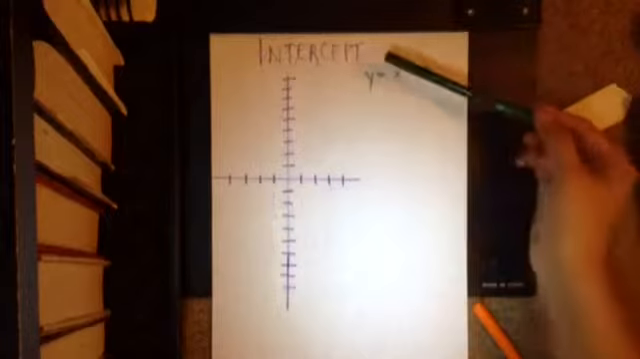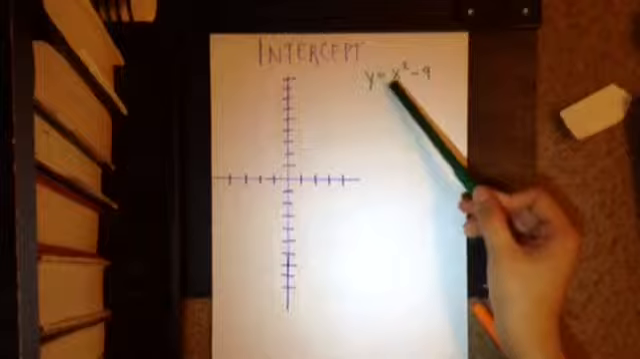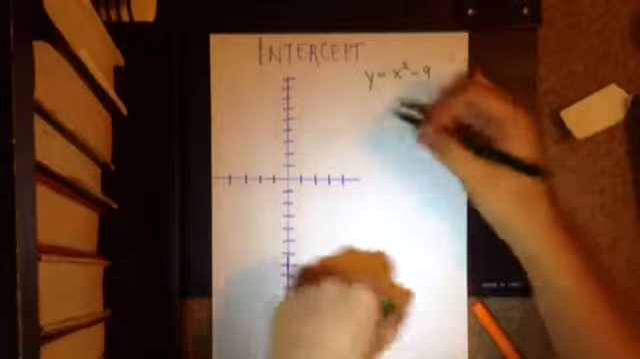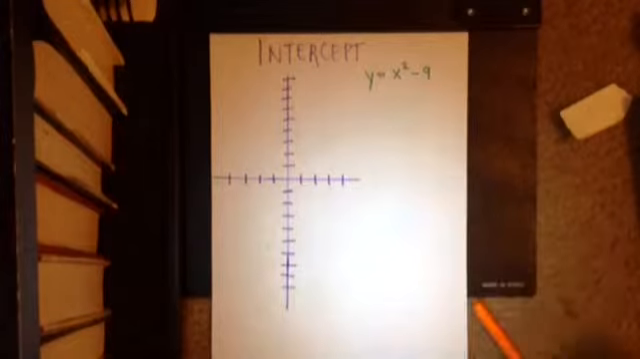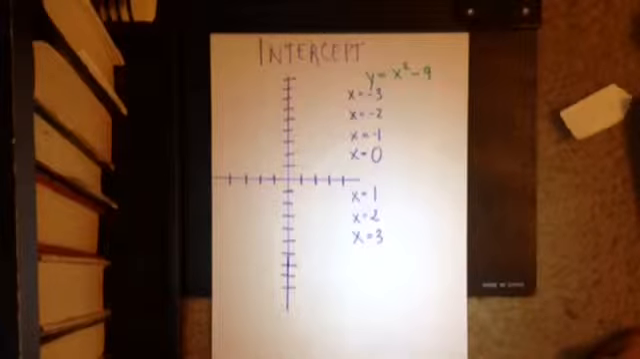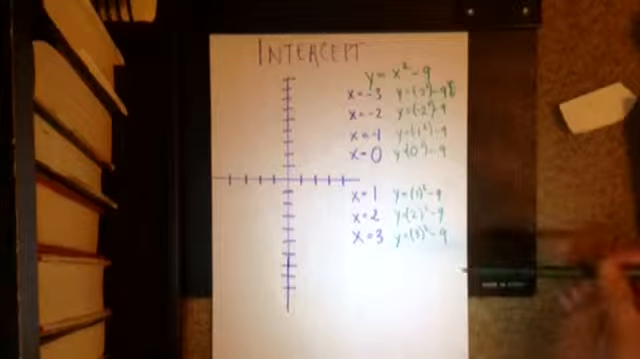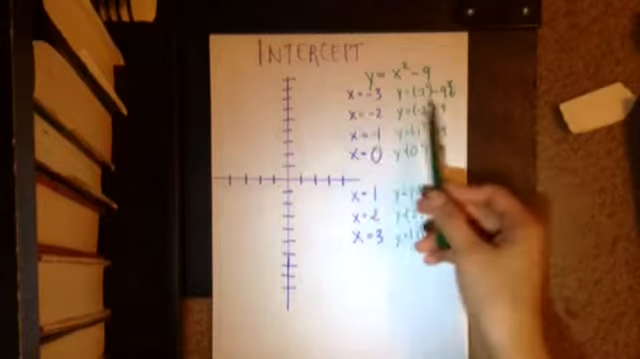Now we're going to talk about intercepts, and we're going to use what we've learned to graph the equation y equals x squared minus 9. So we're going to assign values to x. Now that we have our x values, we're just going to plug them into the equation. And now, like we did before, we're just going to solve for y in each one of them.